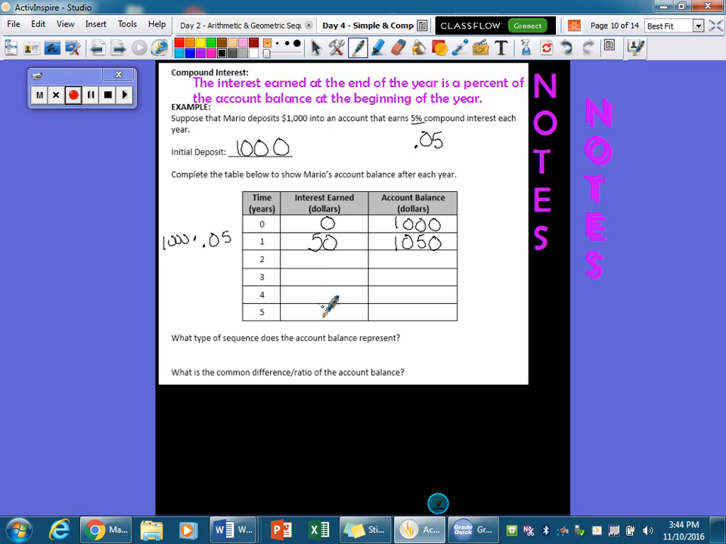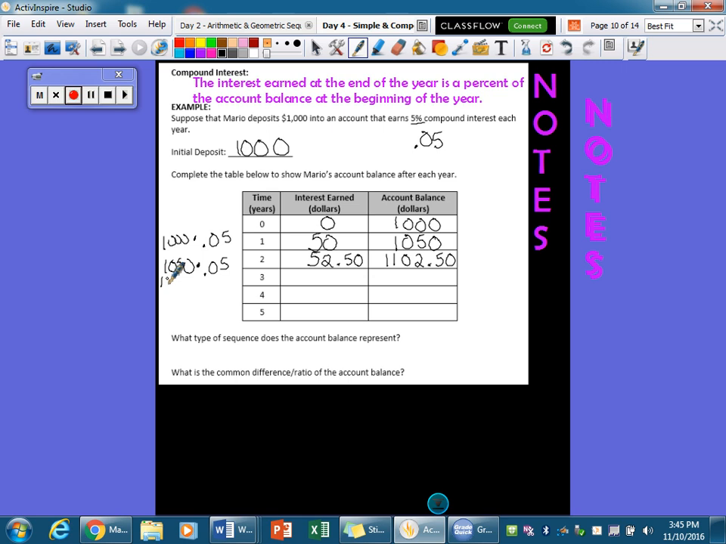Now, instead of these all being 50, I take my new amount, the new dollar amount that I have in my account, and I multiply that by 0.05. So I'm going to have 1,050 times 0.05. And when you do that on the calculator, you get 52.50, which makes sense. If you have more money, then you earn more interest. So now I have $1,102.50.